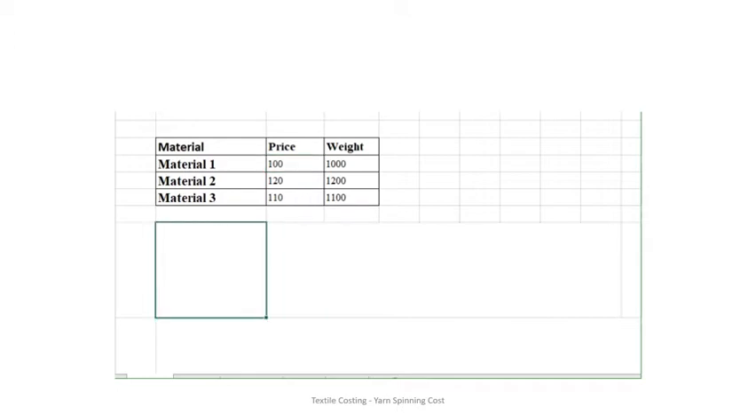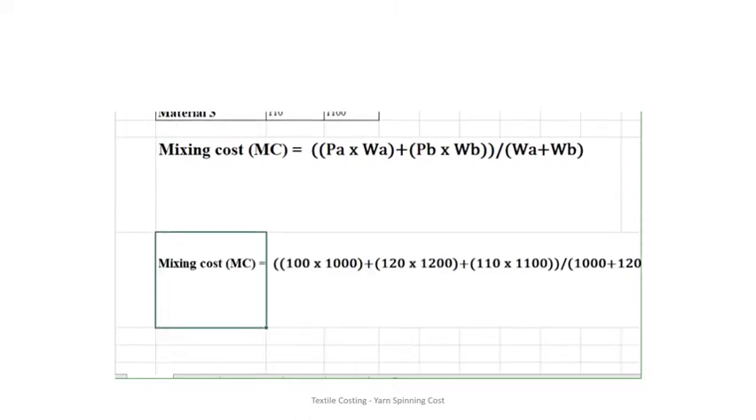So this is the formula used for finding mixing cost. So substituting the values, we get this value.